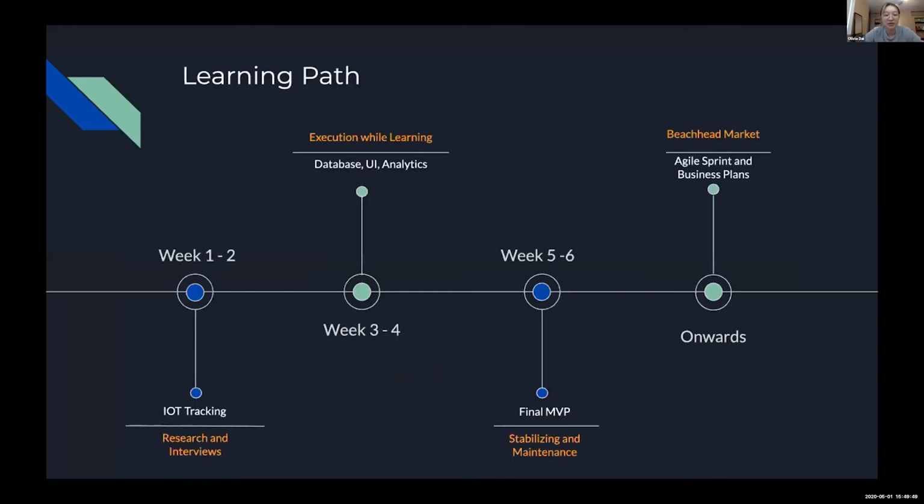So I'm going to talk about the learning paths for our project. During weeks 1 to 2, we were primarily focusing on starting our idea, which was IoT tracking. After several rounds of interviews with the freight industry and with professors in the IEOR department at Berkeley, we discovered that 4G and Wi-Fi have already provided a viable and mature solution to the tracking issue.